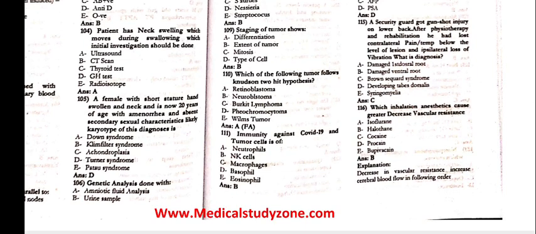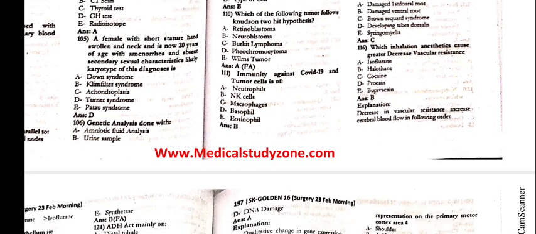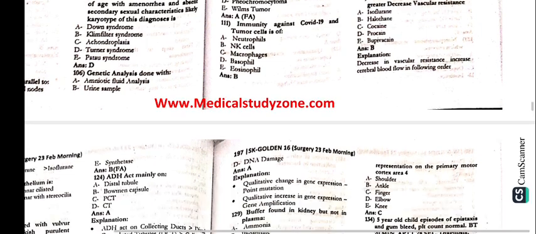115, the security guard got a gunshot injury on the lower back. After physiotherapy and rehabilitation, he had loss of contralateral pain and temperature below the level of the lesion and ipsilateral loss of vibration. What is the diagnosis? That is Brown-Séquard syndrome. 116, which inhalation anesthesia caused the greater decrease in vascular resistance? That is halothane.